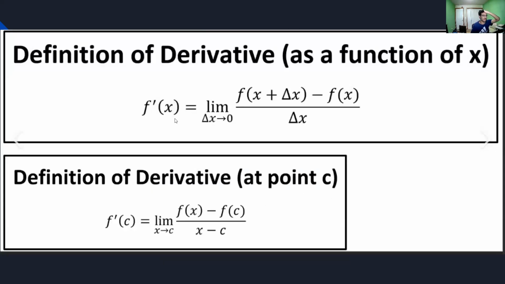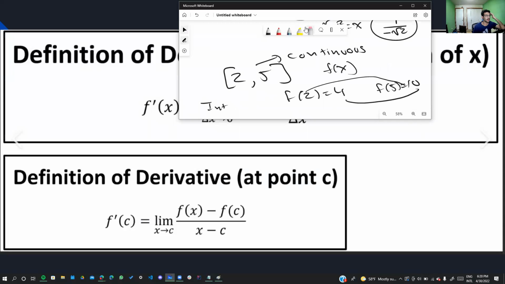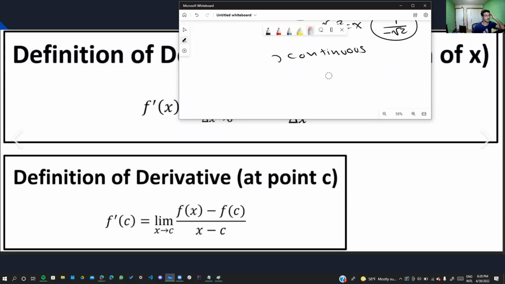So here is the definition of the derivative. This might not look super familiar. Let me write it on my whiteboard again. Let's clear all of this right here. So we have f prime of x. This is another way you can just say f of x plus h minus f of x over h.